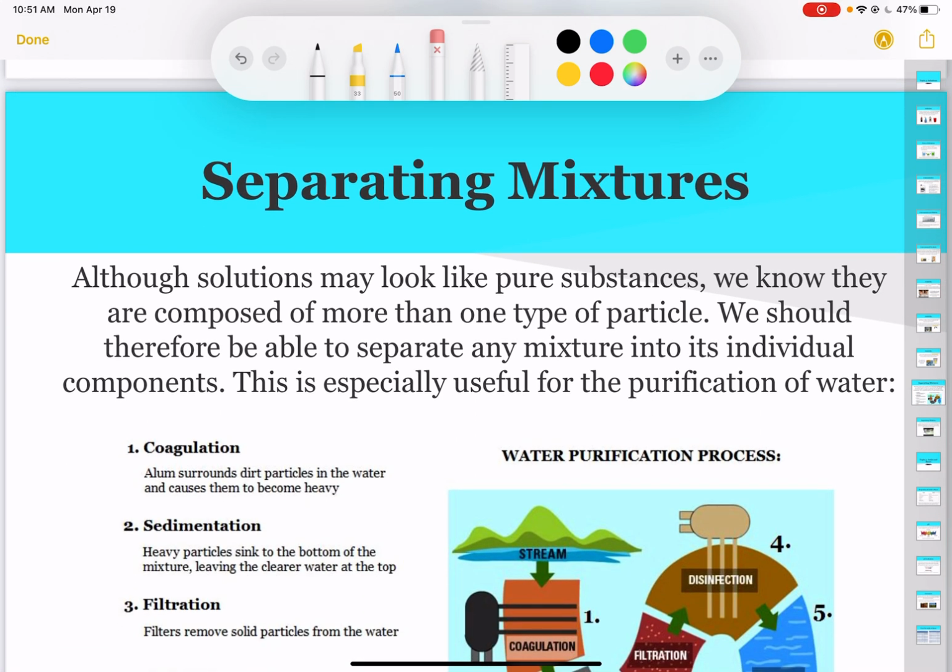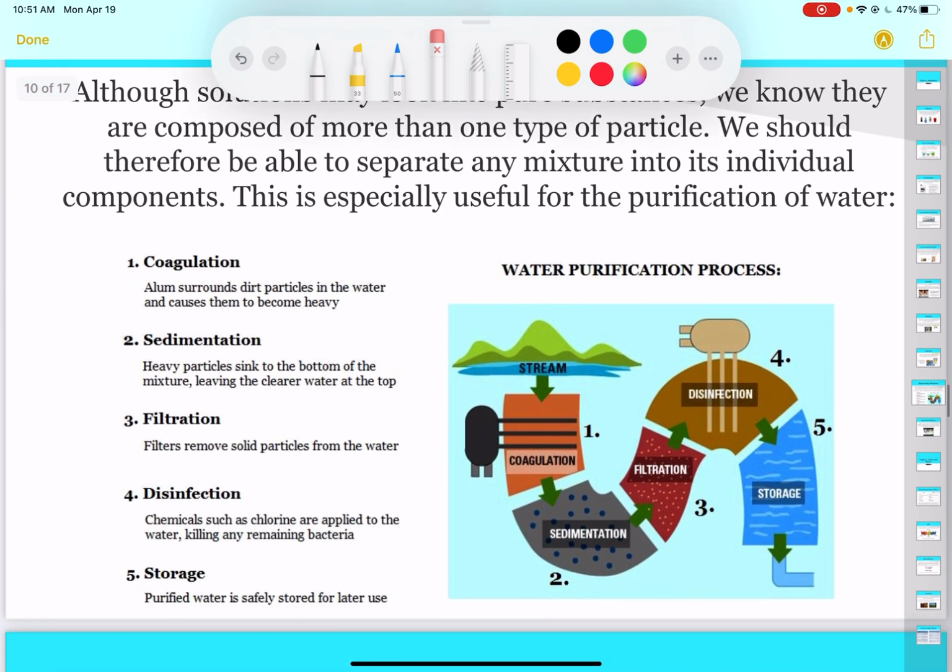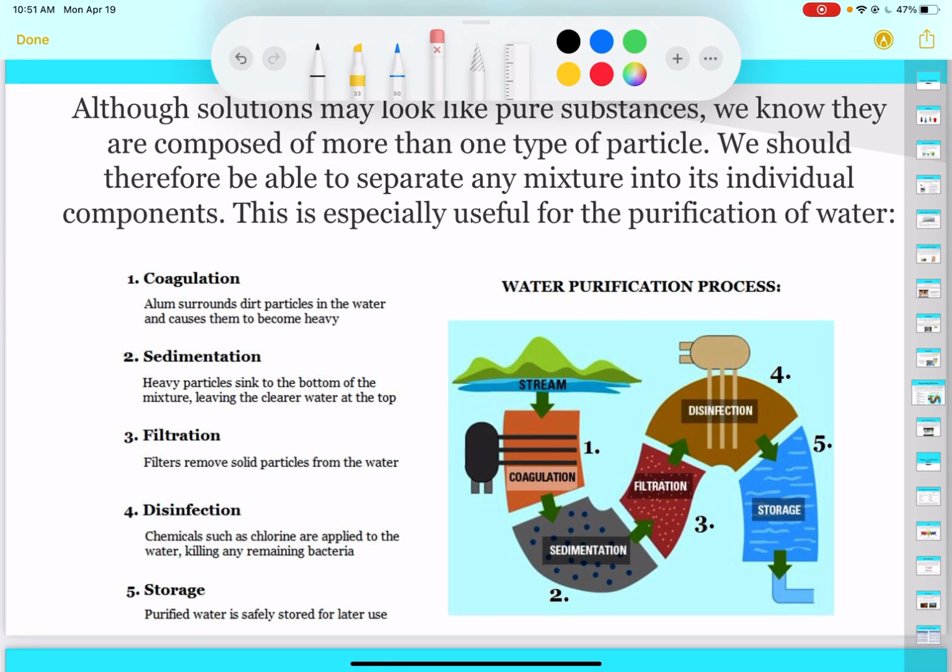Although solutions may look like pure substances, we know they are composed of more than one type of particle. We should therefore be able to separate any mixture into its individual components, and this is especially useful for the purification of water. So, separating mixtures: if we have a mixture of, let's say, salt and water, what can we do? Can we separate it into salt and water? Well, we can. This is showing you an example of how we would purify water.